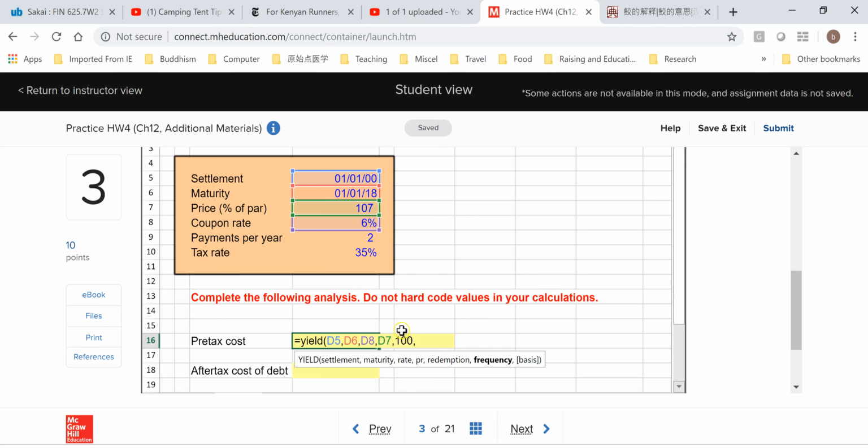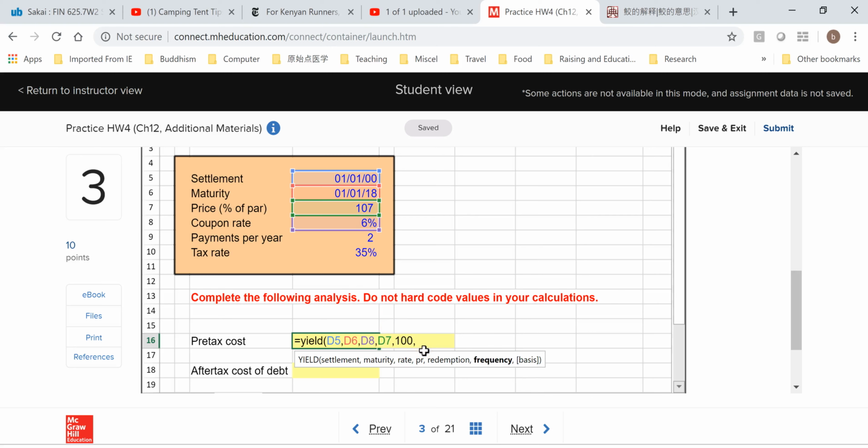So if we enter the redemption value to be 1,000, then we actually need to enter the price also as 107% of that, which is 1,070. But here, since we entered the price as 107, we also need to enter the redemption as 100 rather than 1,000, even though we know that in general the face value of most bonds is $1,000. But this won't change as long as the percentage keeps the same. This won't change the final answer.